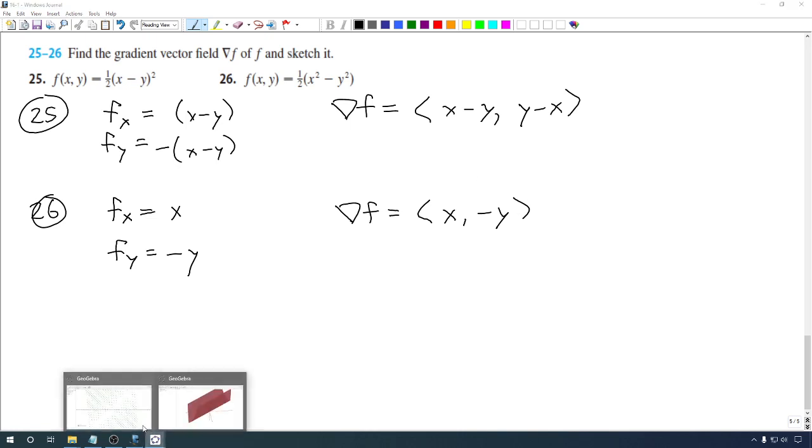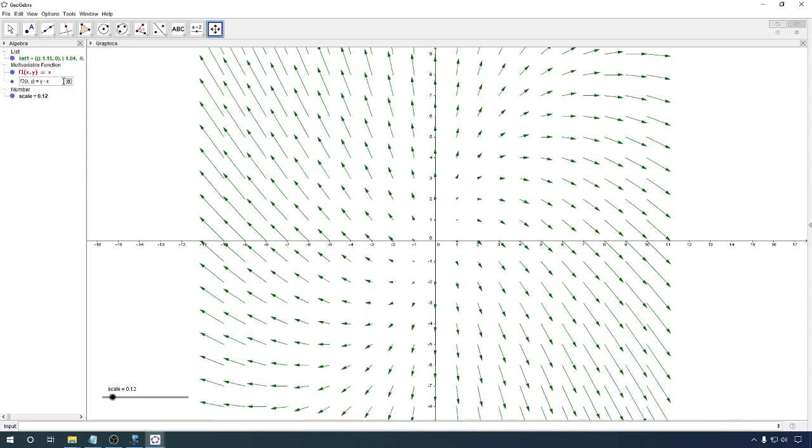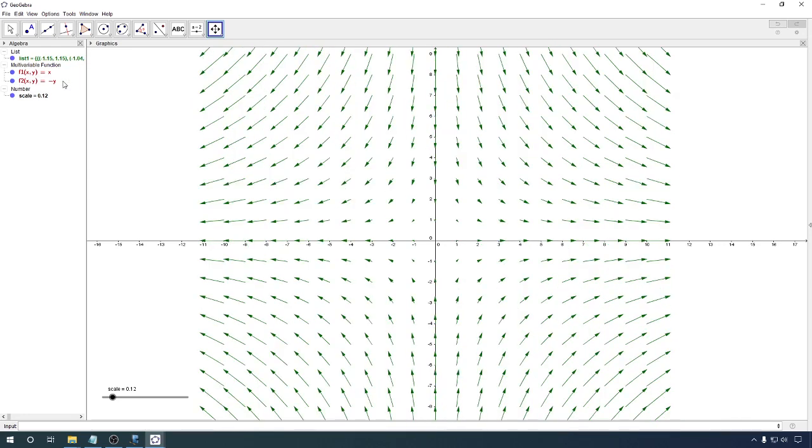Now if we go ahead and modify what we have in here, so our first one was just x. Our second one was negative y. And we now get a very different vector field than we had before for our other example. And in fact, the line y equals x does not really even come into play here. You can't really even tell that it has any significance to this particular surface.